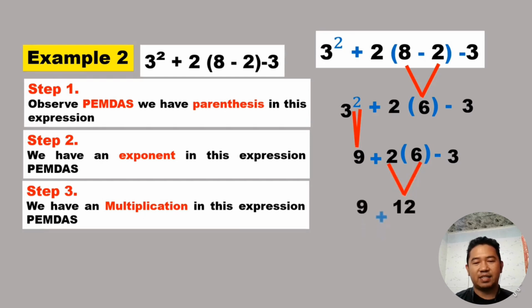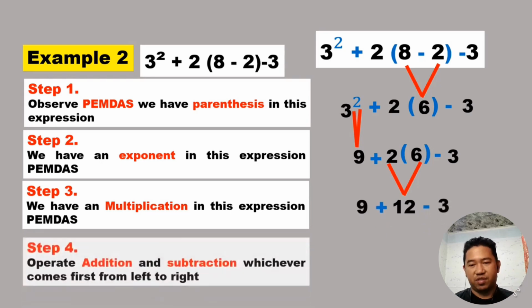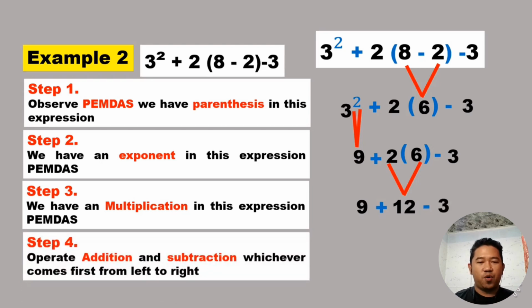So what are we going to do next? Okay, bring down 9 plus 12 minus 3. So for step 4, operate addition and subtraction, whichever comes first, again, from left to right. So what are we going to do next? Very good. So we have to add 9 plus 12, that's 21, minus 3. What is the answer? Very good. Now you're learning.